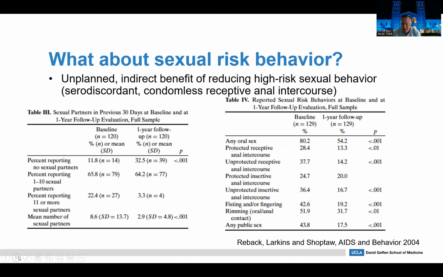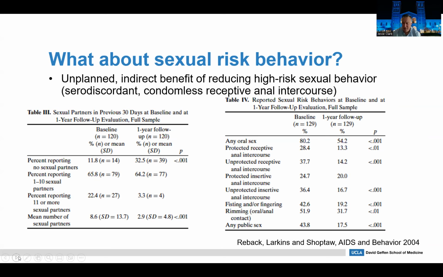So you saw in some of the previous slides that among people who were assigned contingency management, not only did they reduce their meth use, but they also had an unplanned indirect benefit that they reduced their high-risk sexual behavior, which was defined as serodiscordant or condomless receptive anal intercourse. So in multiple studies, we've seen now people have a significant reduction in the number of sexual partners and their reported high-risk sexual behaviors, even after the intervention is over. People report this reduction in behavior.